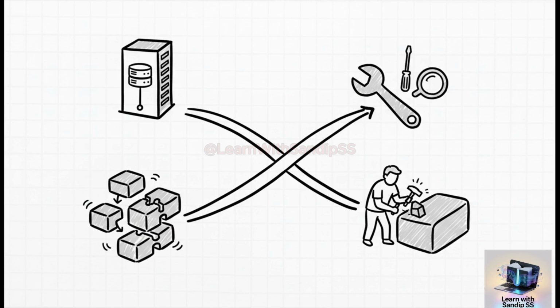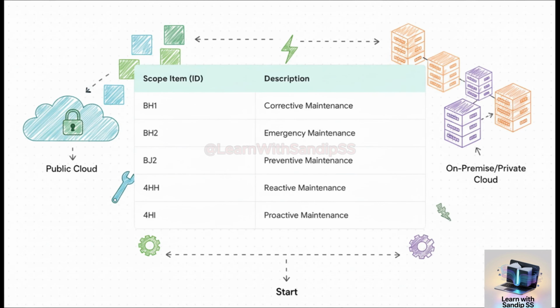You get to decide. You'll probably recognize a lot of these scope items. They're similar to the ones for public cloud. But here's the catch. On this path, things like BH1, corrective maintenance are still available. Why? Because they serve as a really powerful foundation, a starting point that you can then build on with your own manual configurations and customizations.